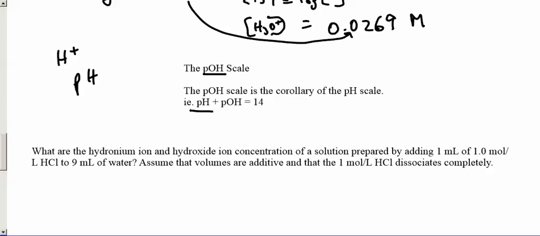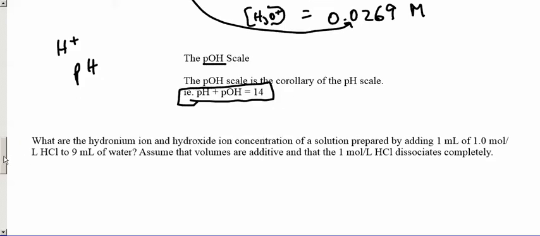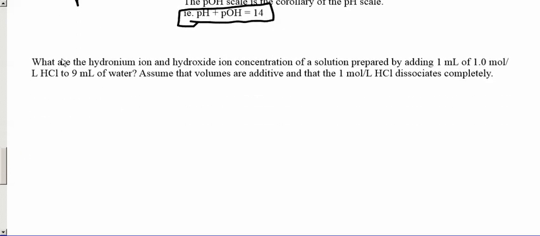Here's a very important relationship: one plus the other is equal to 14 in a solution. So here it's asking for what are the hydronium ion and hydroxide ion concentrations of the solution prepared by adding 1 mL of 1 molar HCl. So I've got 1 molar HCl and I've got 1 milliliter of it. And I'm going to put it into 9 milliliters of water.